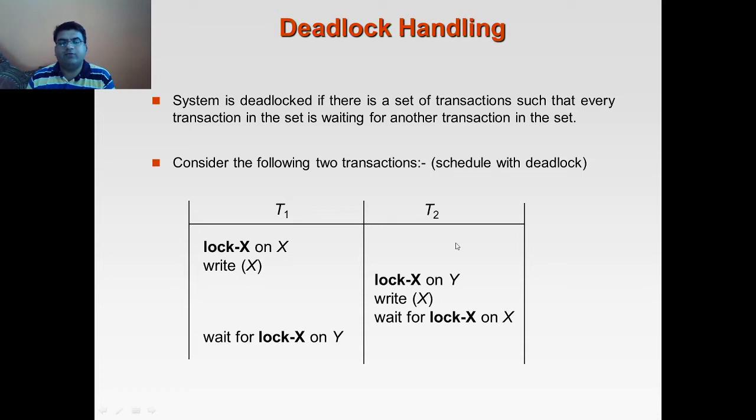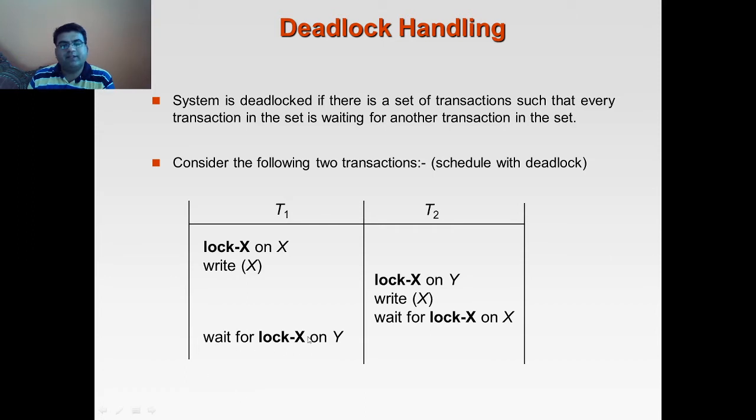Now check the scenario for T2. T2 has requested an exclusive lock on Y, which has also been granted, and now it will try to write, or update the value of Y. In addition, it has also tried to update the value of X. But as I mentioned, the lock on X hasn't been released by T1, so it will wait for lock X on X. T2 is waiting to make changes on X that is currently held by T1.